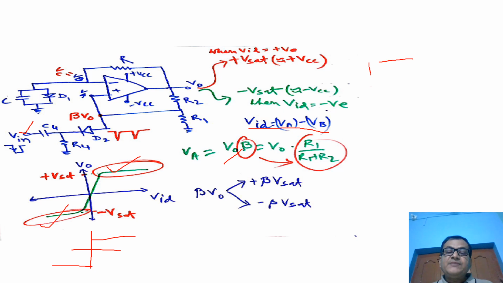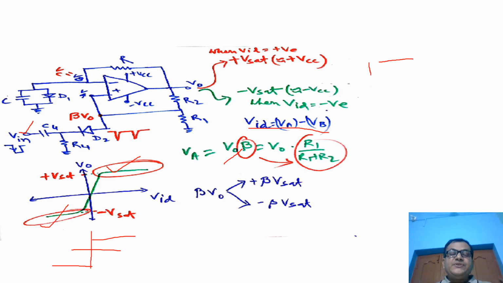When the output is plus V set, beta V naught will be beta into V set, and when the output is minus V set, the value of beta V naught will be minus beta into V set. Obviously the value of beta V naught will be less than V naught, because the value of beta is less than 1.